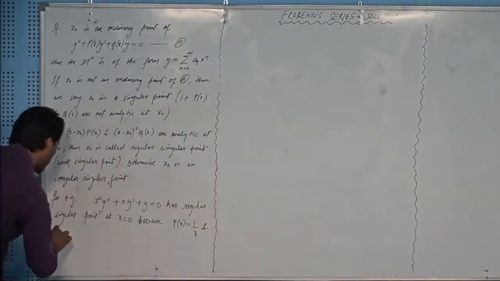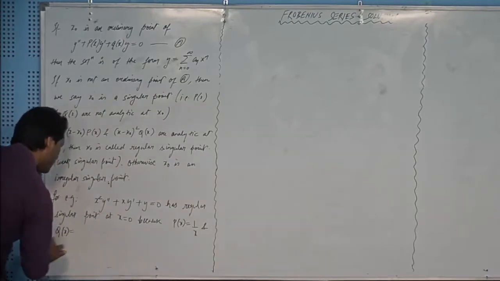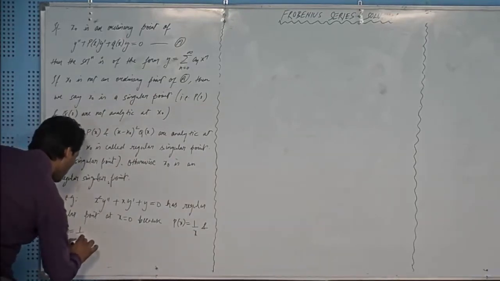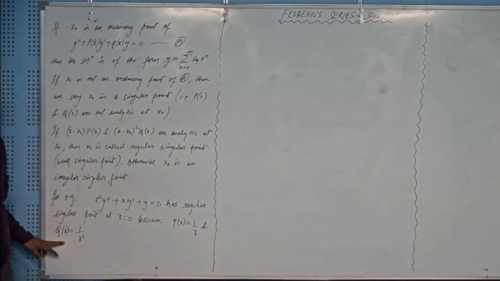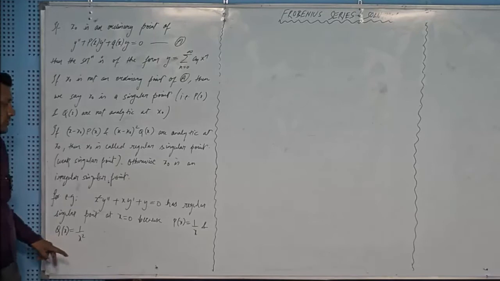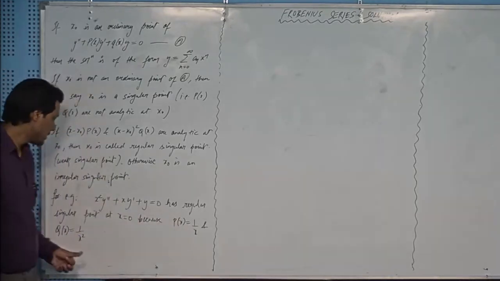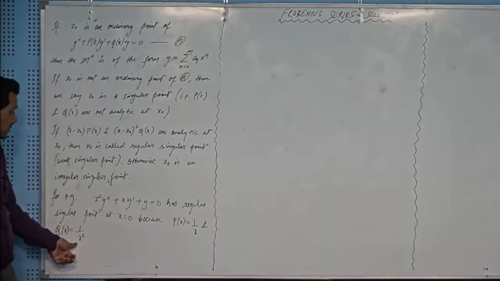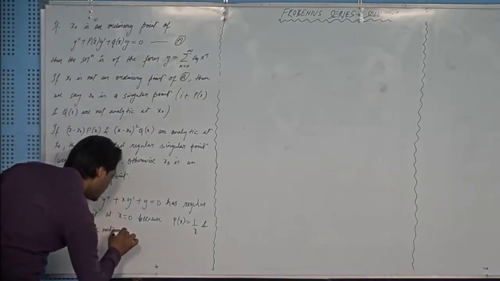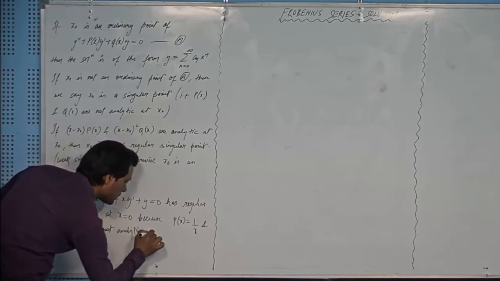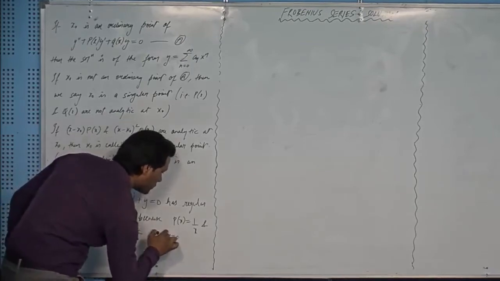And q(x) is equal to 1 over x square. You can easily see that these p(x) and q(x) are non-analytic at x equal to 0. If you put x equal to 0 here, it will go to infinity. Same is the case with this q(x), right? Are not analytic at x equal to 0.